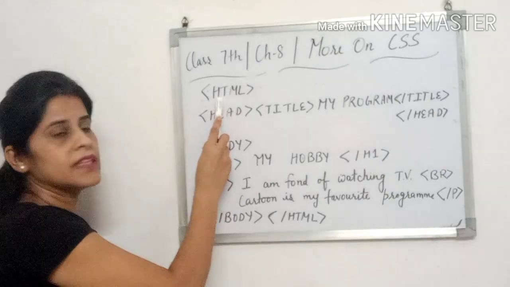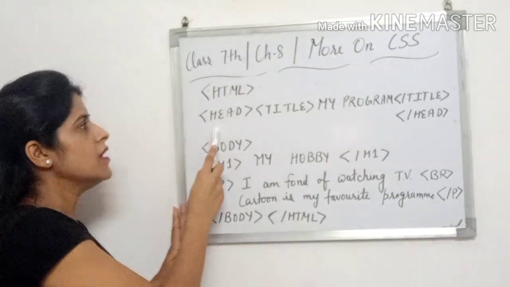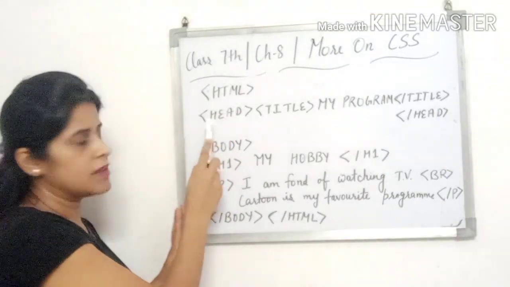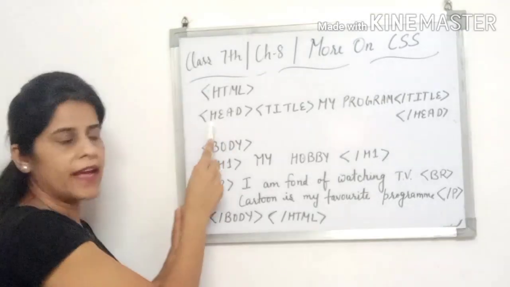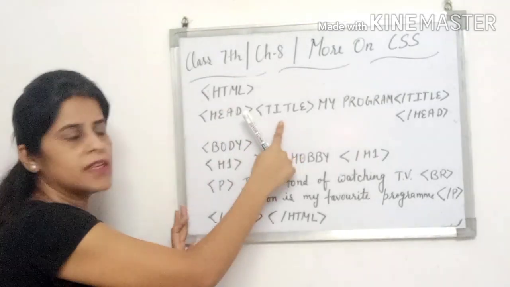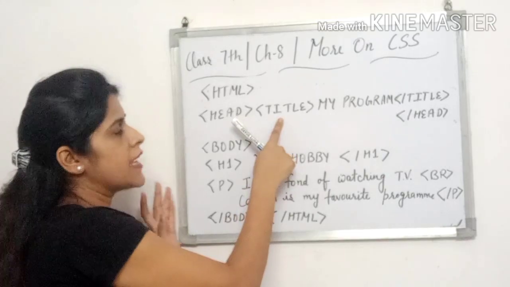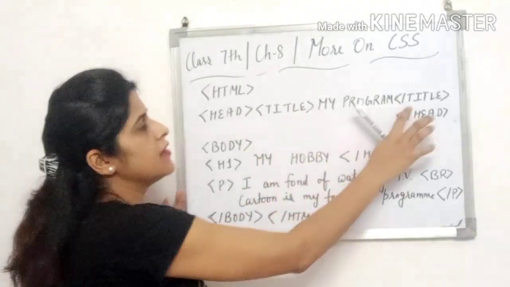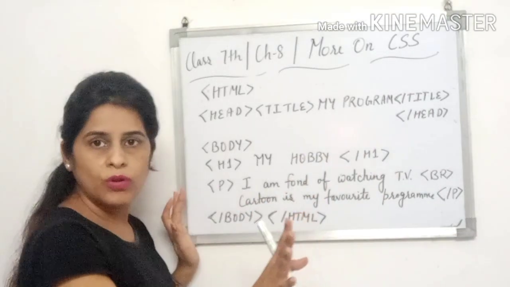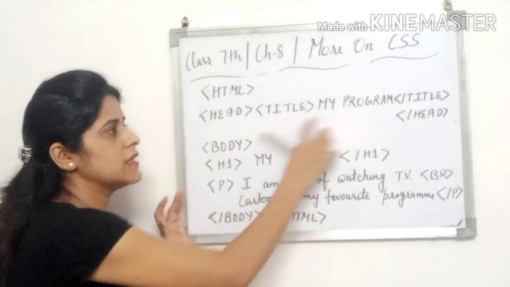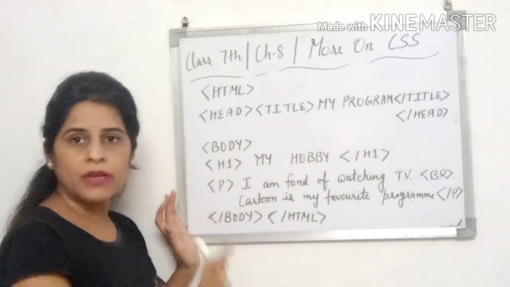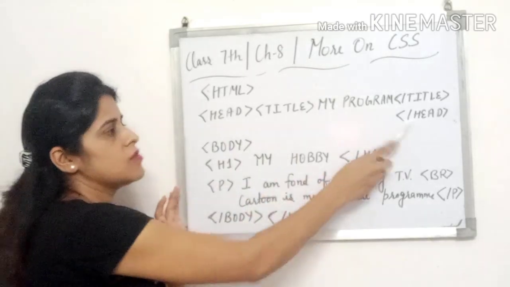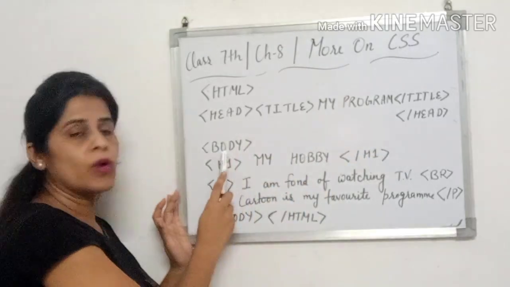Firstly, we have started the HTML tag. Then we have started the head tag. In head, I have started the title. In title, I am writing the title of that page: my program. Then the title is ended. I don't want to write anything more in the head, so the head is also ended. Next, the body part is started.